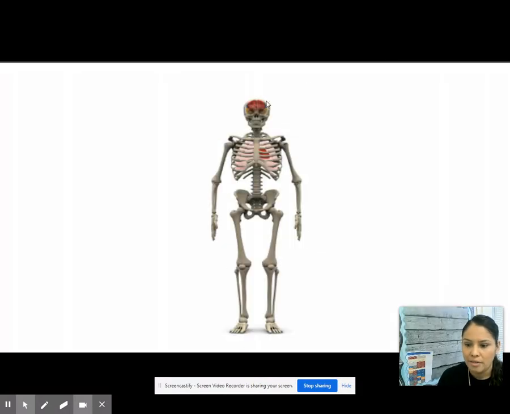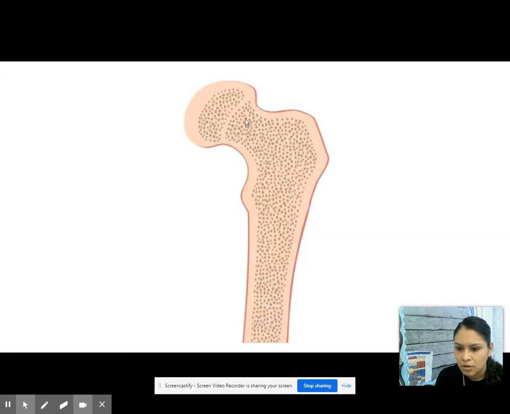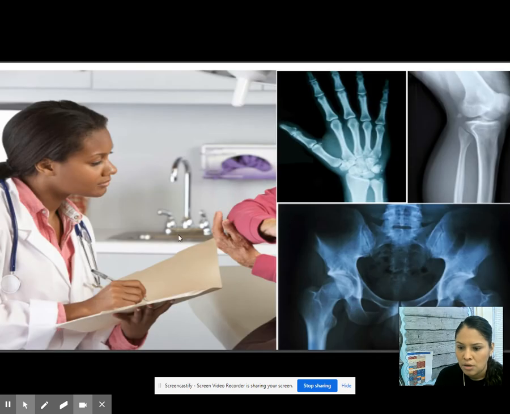Here we see our whole skeleton. Those are the bones, the brain, the lungs. Remember, the lungs are the ones that we use to get air. The brain helps us to think and to give a command to all our body parts. See how the bones are made? Here we see a real X-ray with a real doctor. This is how your hand looks in the X-ray.